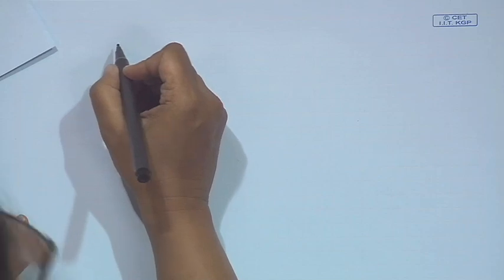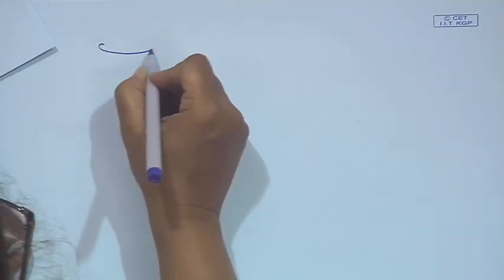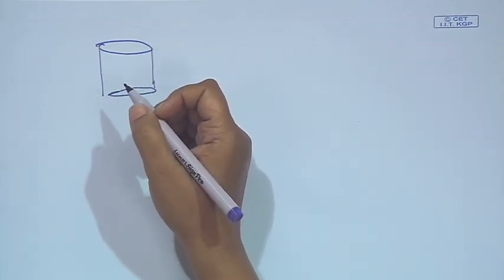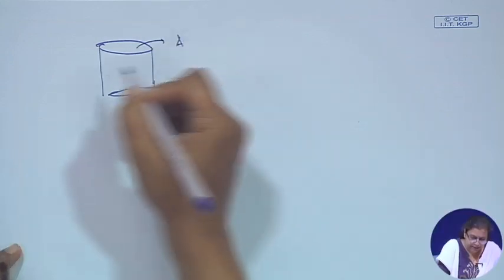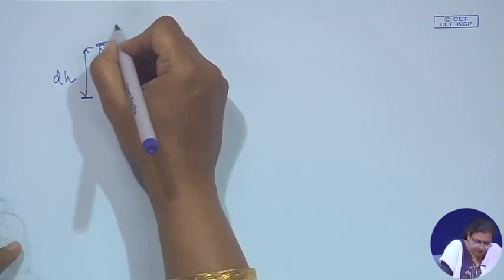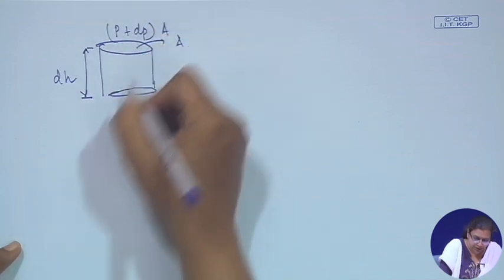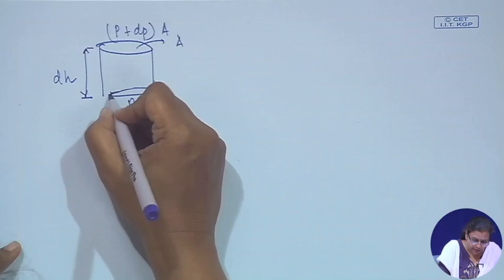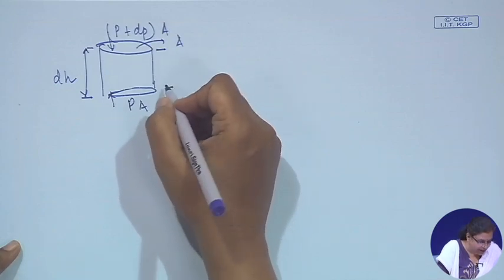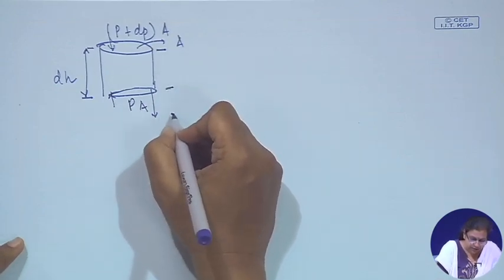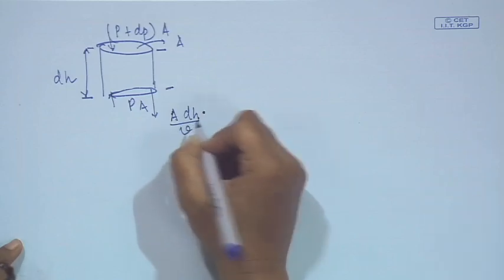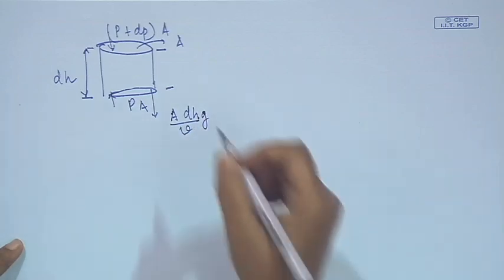We take an infinitesimal volume element. In this infinitesimal volume element, the cross-sectional area is A and the small height is dH. Here the pressure is, say, P plus dP, acting on area A, and here the pressure is P, acting on area A. The weight of the fluid acting downwards is the volume A dH, divided by the specific volume, into G.